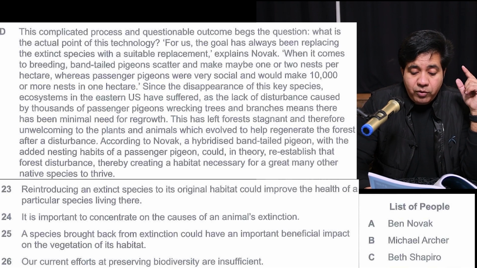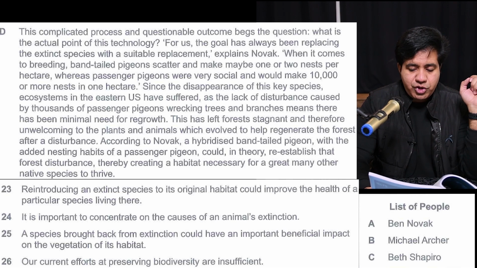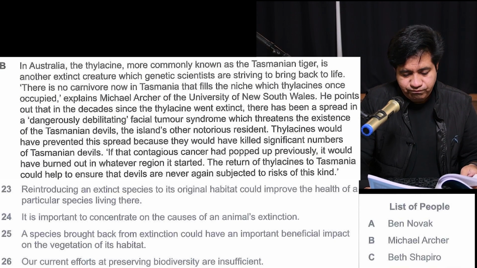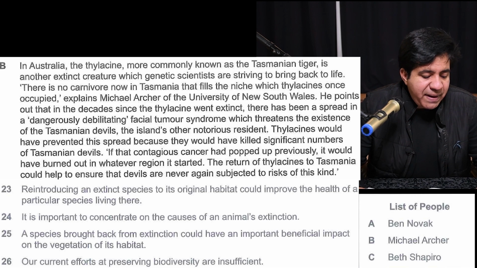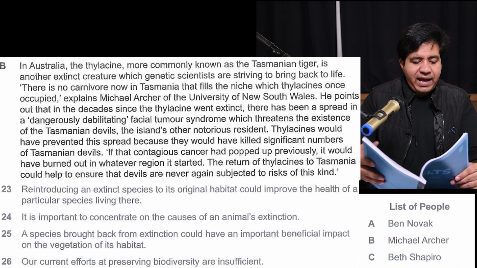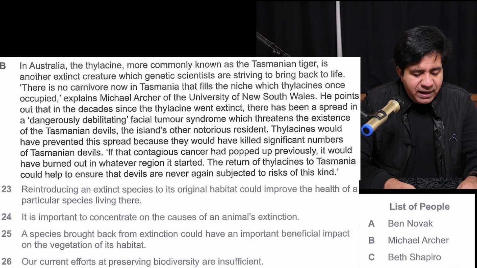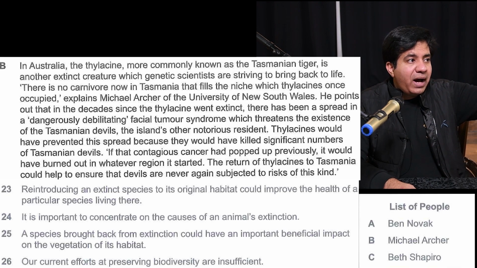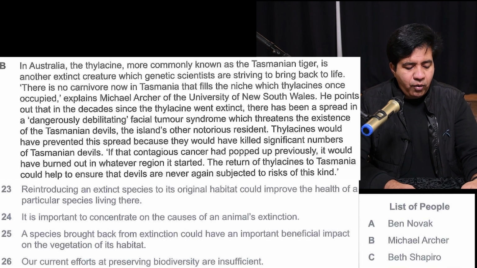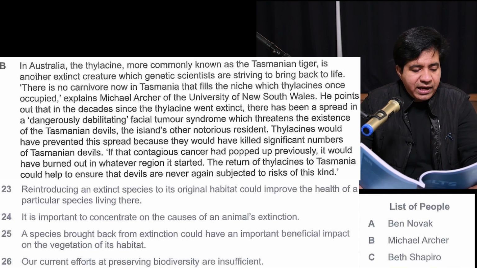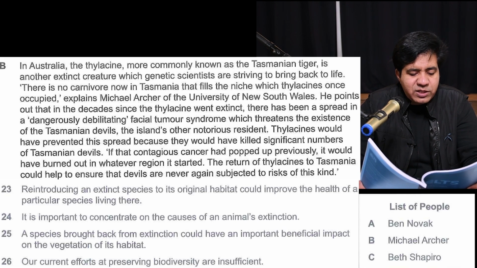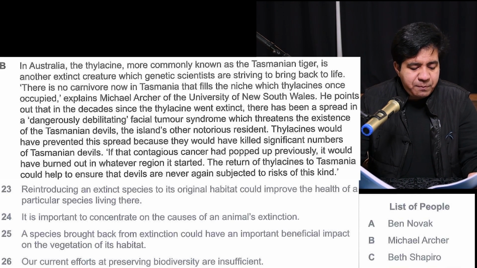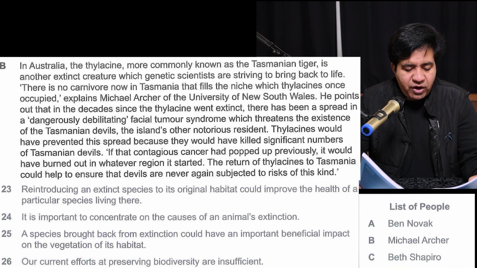Is that clear? Now the second person is Michael Archer. Now you need to look for Michael Archer, B. Found Michael Archer? In paragraph B. Now please come to that. They have written explains Michael Archer. The statement comes before that, so you will find inverted commas before that. Found it? Third line, paragraph B: "There is no carnivore now in Tasmania that fills the niche which thylacines once occupied," explains Michael Archer of the University of South Wales. Read on.